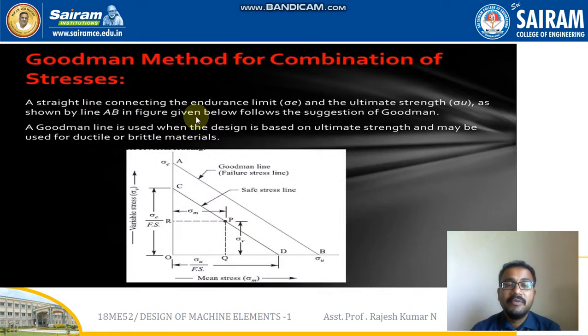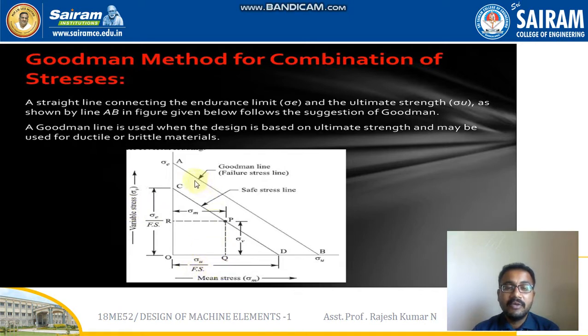In this video, we will be mainly focusing on the Goodman criteria, that is, for the ultimate stress for the brittle material. Clear? So first, let us have a look at this particular graph. We need to understand how to plot this graph. This graph is mean stress versus variable stress. The mean stress is denoted as sigma m on the x-axis, and the variable stress is denoted as sigma v, plotted on the y-axis.